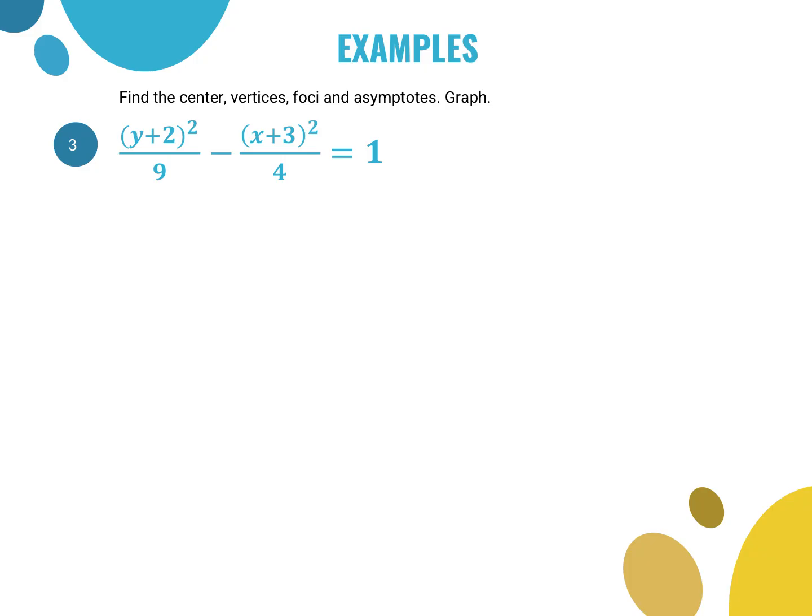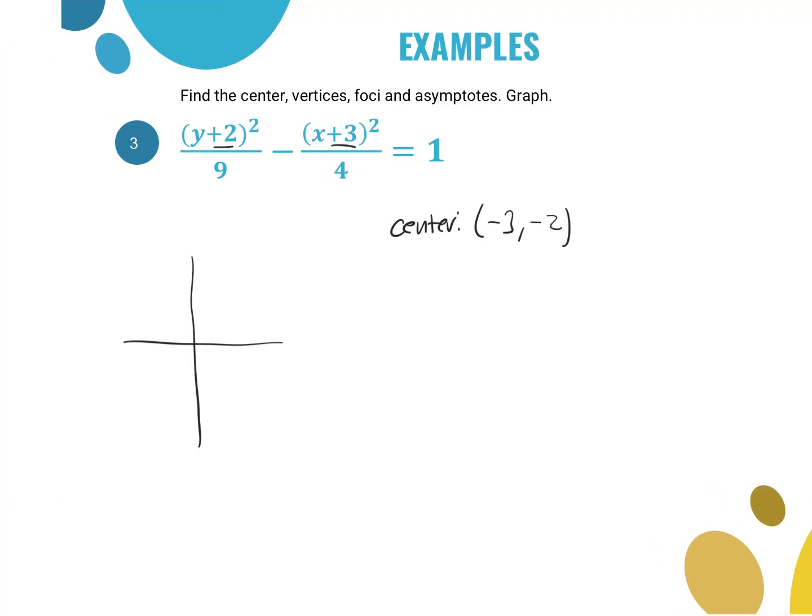All right, so let's first determine our center. Our center is going to be, all right, 3 goes with the x, so it's going to be -3. 2 goes with the y, so it's going to be -2. It's always the opposite of the sign that you see. And then let's go ahead and plot that point. All right, -3, -2, 1, 2, 3, 1, 2. It's going to look something like that.